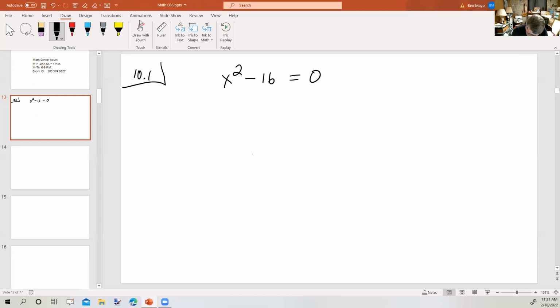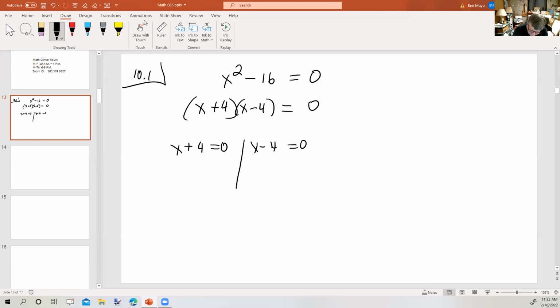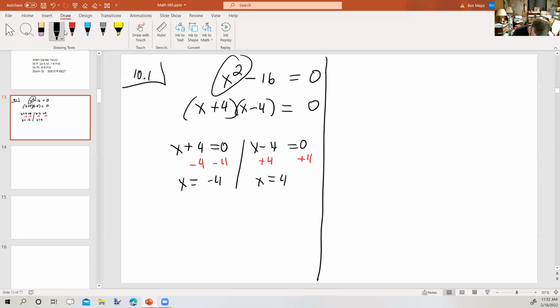This is the difference of two squares, so we can factor it into x plus 4 times x minus 4 equals 0. Then we take each factor that contains a variable and set it equal to 0. And then we go back and we solve each of these first degree equations. We get x is -4. Here, adding 4 to both sides, we get x is +4. So we get two solutions to this second degree equation. Any questions about this?